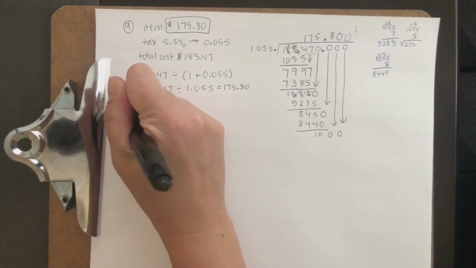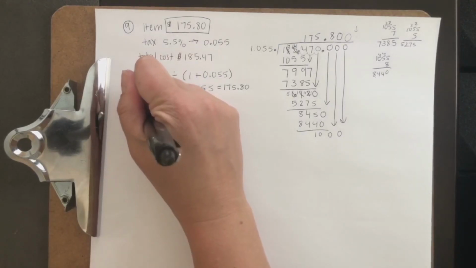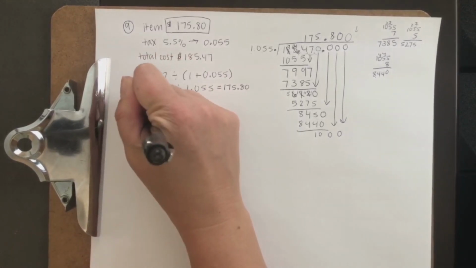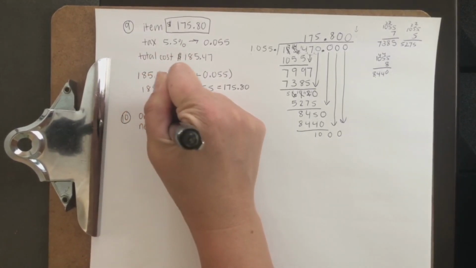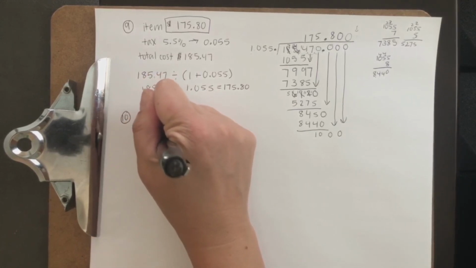Number 10. Thomas made 16 mistakes on his first typing exam, but only made 12 mistakes on his next exam. What is the percent decrease in mistakes from the first exam to the second? Round your answer to the nearest tenth if necessary. So original is 16. New is 12. We are looking for the percent decrease.